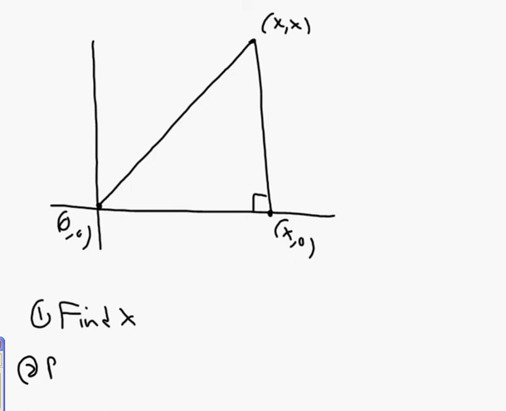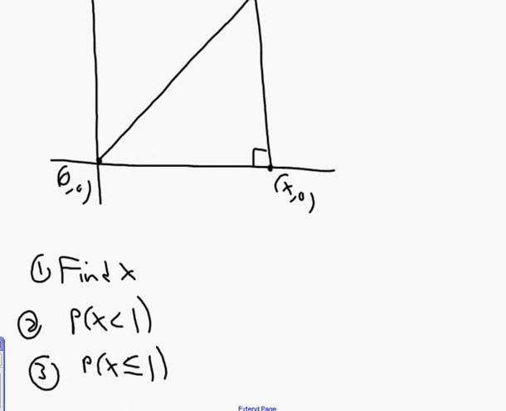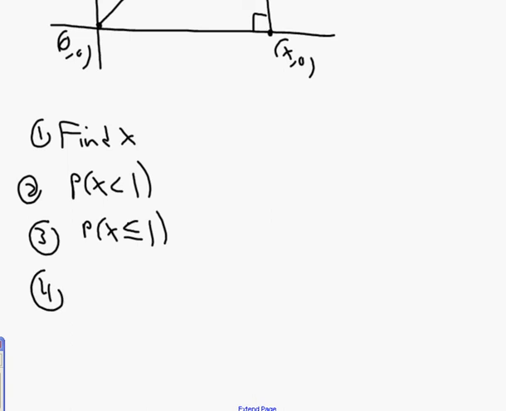And then once you find x, I'd like you to answer some questions, like, what's the probability that x is less than 1? And then, well, we'll try that. And then one more question, problem 3. Sorry, this says p. Let me erase that. That's 0, 0. Sorry. So again, I wanted the probability that x is less than 1. I also want to know the probability that x is less than or equal to 1. And then 4, the probability that x is greater than 1. So those are the things I'd like you to try.